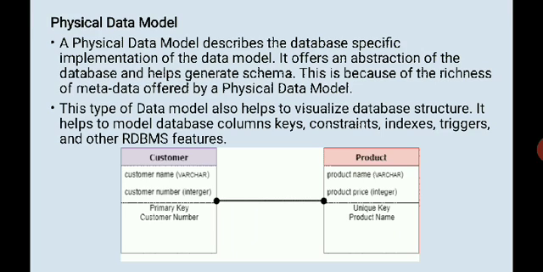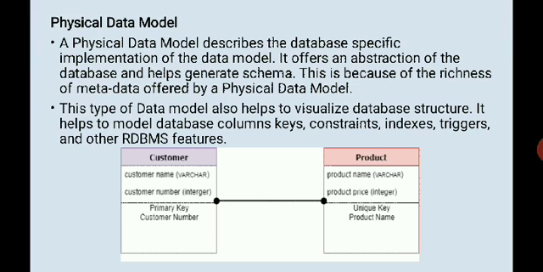This is because of the richness of metadata offered by the physical data model. Metadata is the data about the data, so a huge amount of elaboration of the data comes in here. This type of data model helps to visualize data structures, and it helps to model database column keys, constraints, indexes, triggers, and other RDBMS features, right?